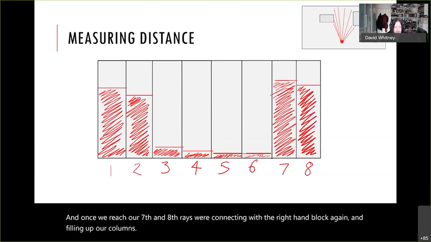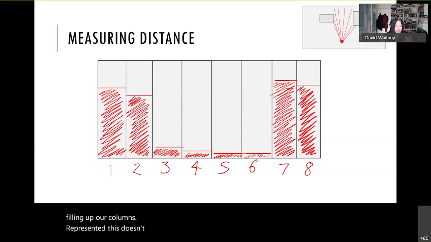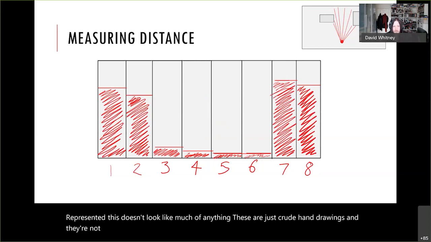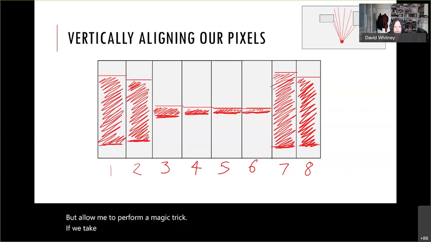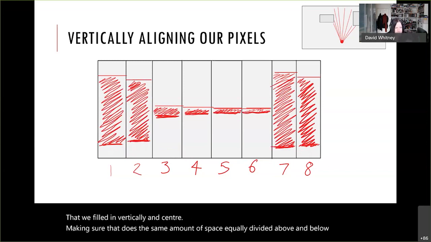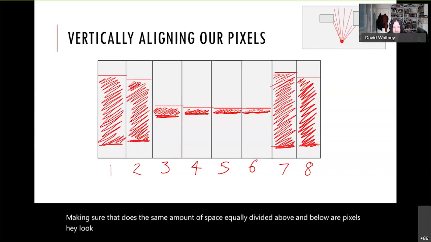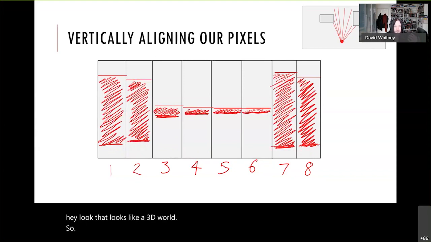So represented like this doesn't look like much of anything. These are just crude hand drawings and they're not very accurate. It doesn't look like 3D. But allow me to perform a magic trick. If we take our column of pixels we filled in vertically and center them, making sure that there's the same amount of space equally divided above and below our pixels, hey, look, that looks like a 3D world. So it's got a wall in the far distance, there's some blocks on our left and right that are near to us, and this is fundamentally how ray casting works in practice.